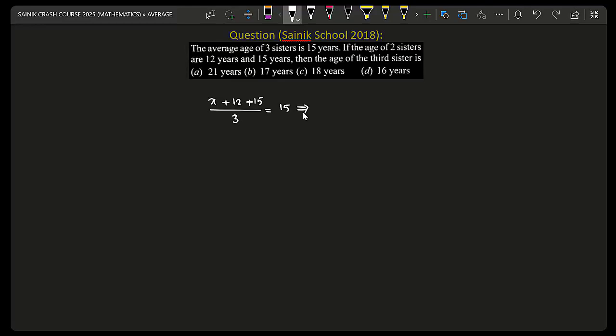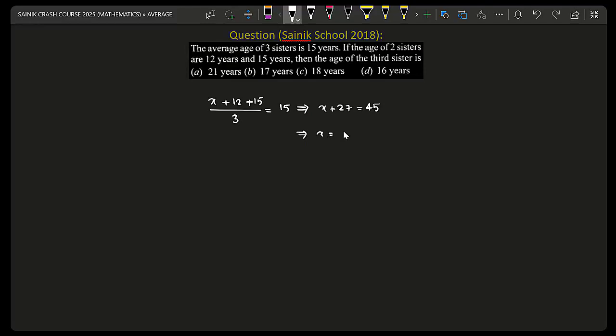First transpose 3 to the right side, right? Yes, sir. And at the same time you can add 12 and 15. What is 12 plus 15? So 27. Okay, 3 transposed on the right. 15 threes are? 45. Okay, now we want the value of X, transpose 27. So 45 minus 27. How much?